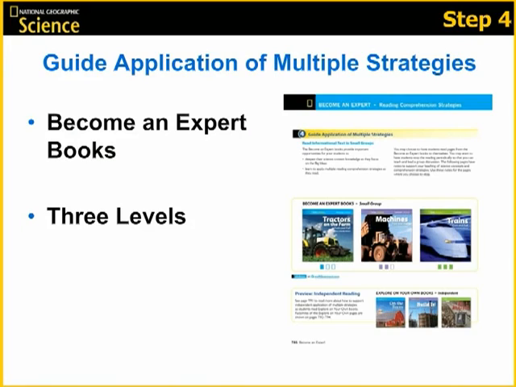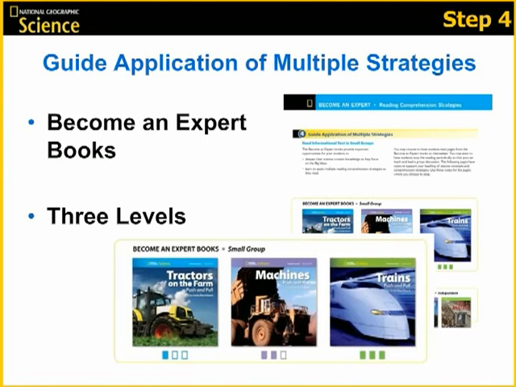Step 4 of our 5-step model is guiding students' application of multiple strategies as they read their Become an Expert books. The Become an Expert books repeat the same big ideas and academic vocabulary from the Big Ideas book and provide students an opportunity to reinforce and expand upon what they've learned in the Big Ideas book. The Become an Expert book allows students to read about a particular topic at their instructional reading level, become an expert, and then come back to whole group to share and compare as the expert on their topic with the other groups.